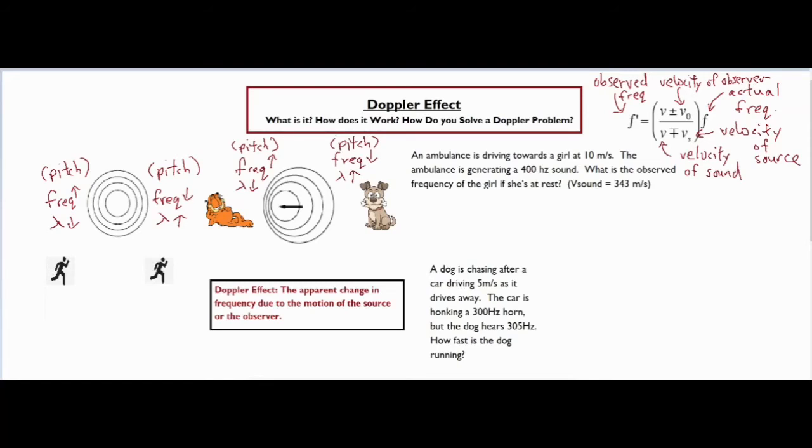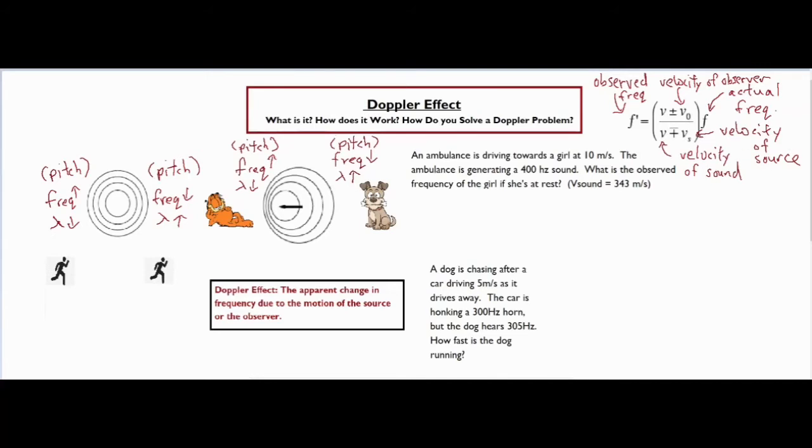So if you take a look at our formula, we have F prime here, which is the observed frequency. We have just plain F, which is the actual frequency of the sound source. Both of these V's are the same. Those are the velocity of sound. And then you have the velocity of the observer, the person listening to the sound, and you have VS, the velocity of the sound source.